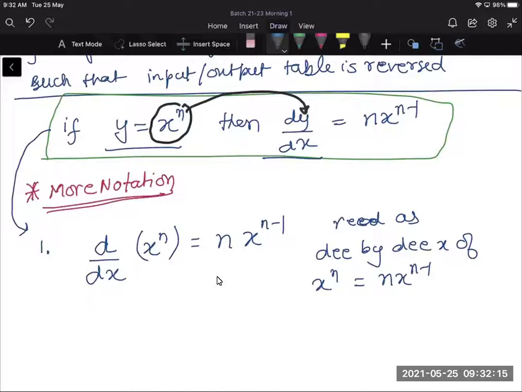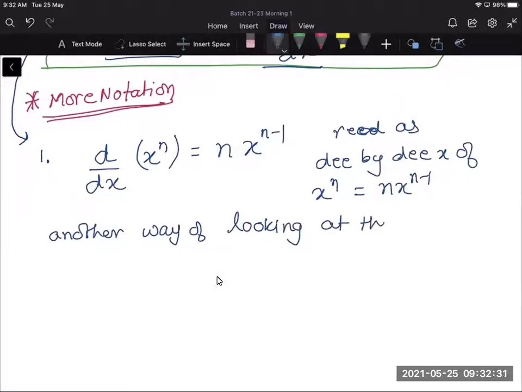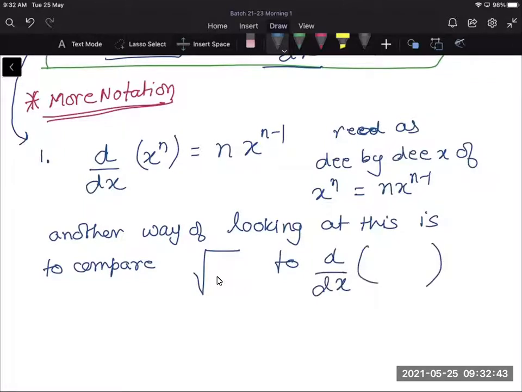So this has another very powerful interpretation. Another way of looking at this is to compare under root to d by dx. Now, what is under root? Under root is a mathematical operator.